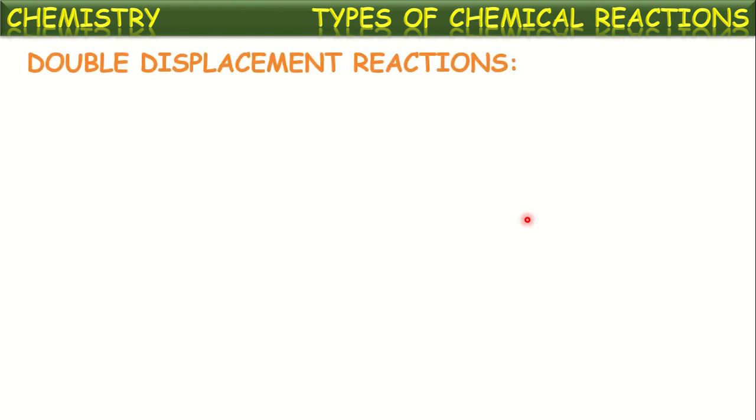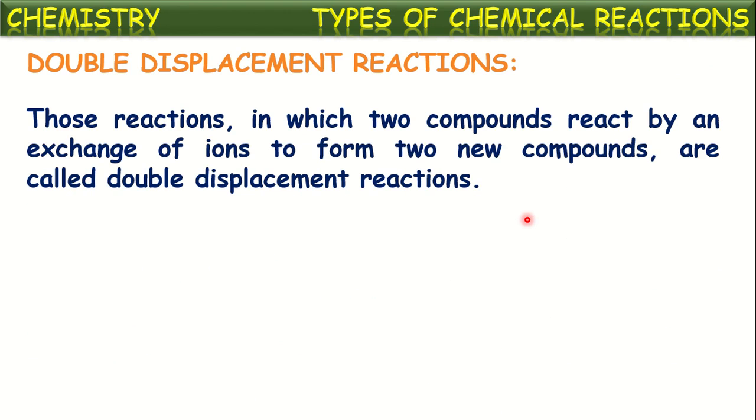Okay. Now let us see another kind of chemical reactions, that is double displacement reactions. The chemical reactions in which two compounds react by an exchange of their ions to form two new compounds are called double displacement reactions. What we can say, the chemical reactions in which two compounds exchange their ions mutually to form two new compounds are called double displacement reactions, or double decomposition reactions.